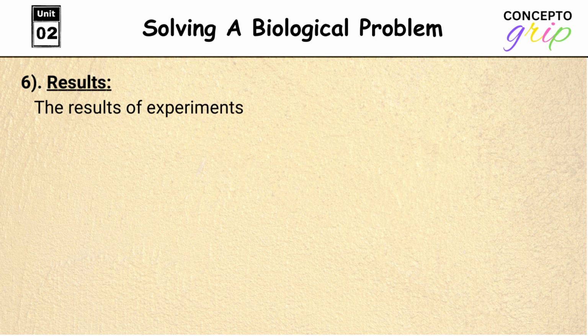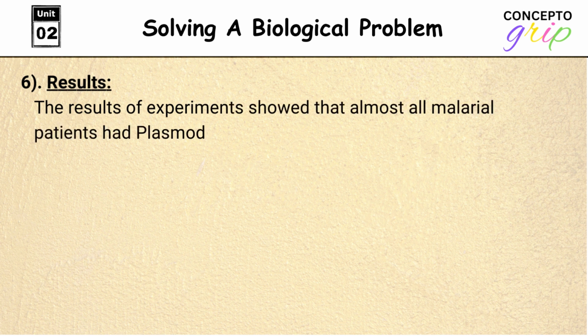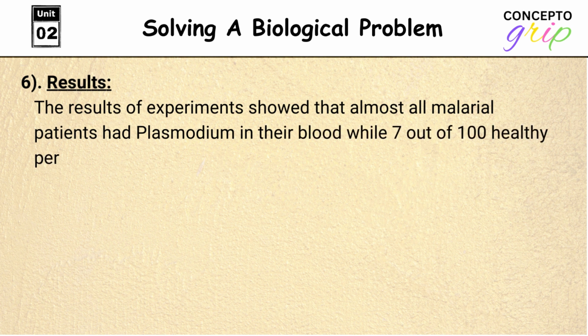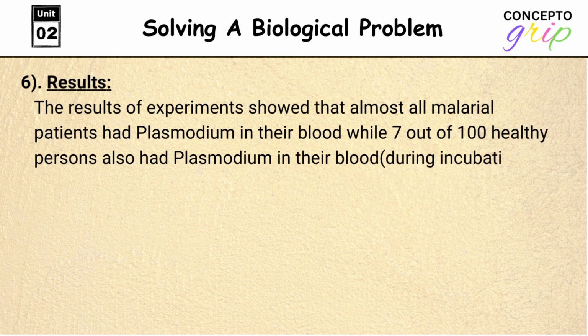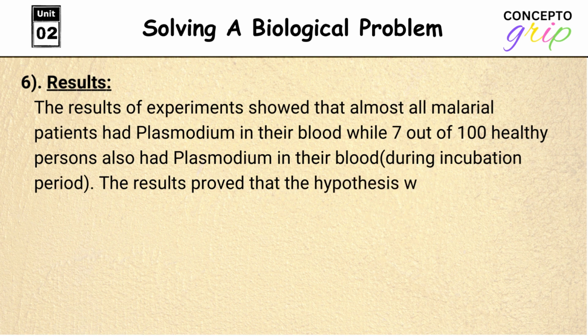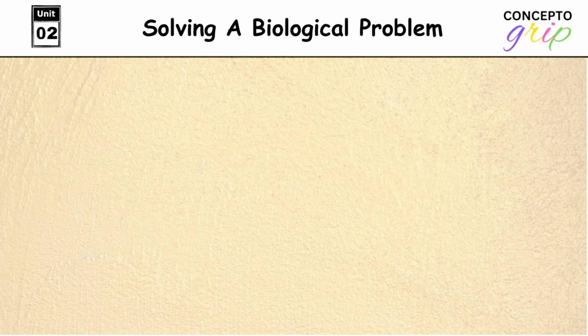Step number 6. Results. The results of experiments showed that almost all malarial patients had Plasmodium in their blood, while 7 out of 100 healthy persons also had Plasmodium in their blood during incubation period. The results proved that the hypothesis was true.